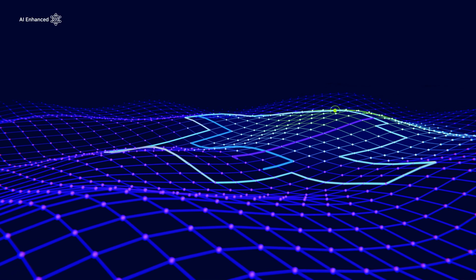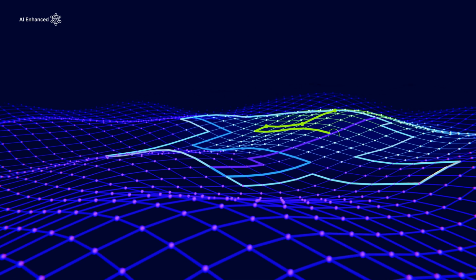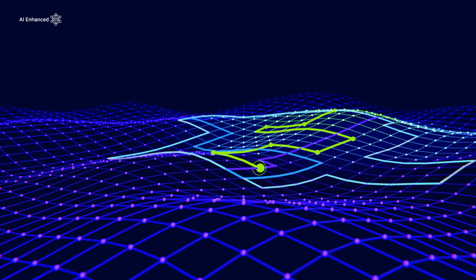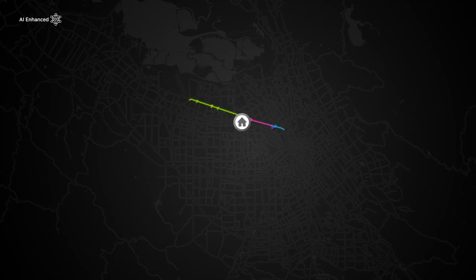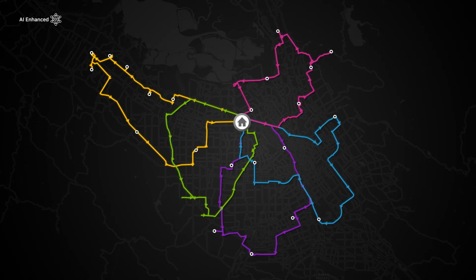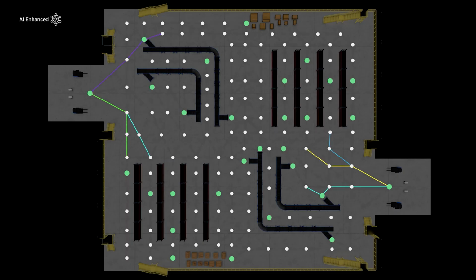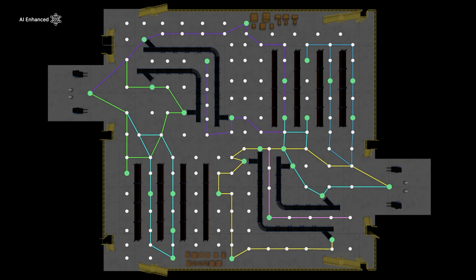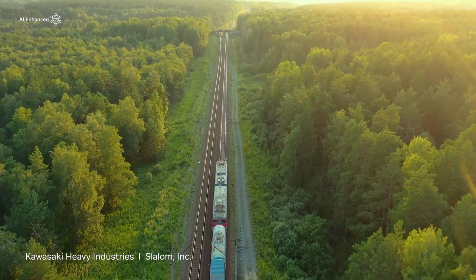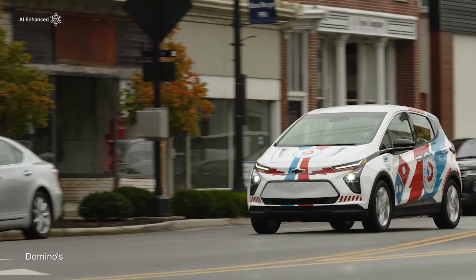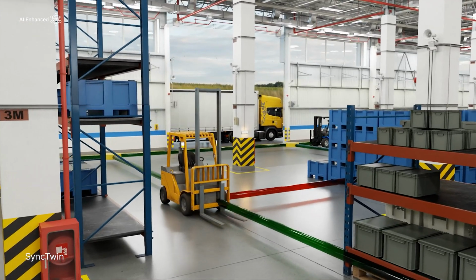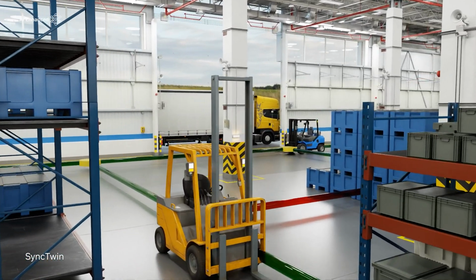NVIDIA CuOpt is a state-of-the-art GPU-accelerated combinatorial optimization library for operations research and holds an incredible 23 world record benchmarks. Operations research is the discipline of efficient decision-making for highly complex logistics problems, such as the traveling salesman, vehicle routing, or supply chain optimization problems. Industries spend billions in routing operations, so large efficiency gains can easily save hundreds of millions in costs.